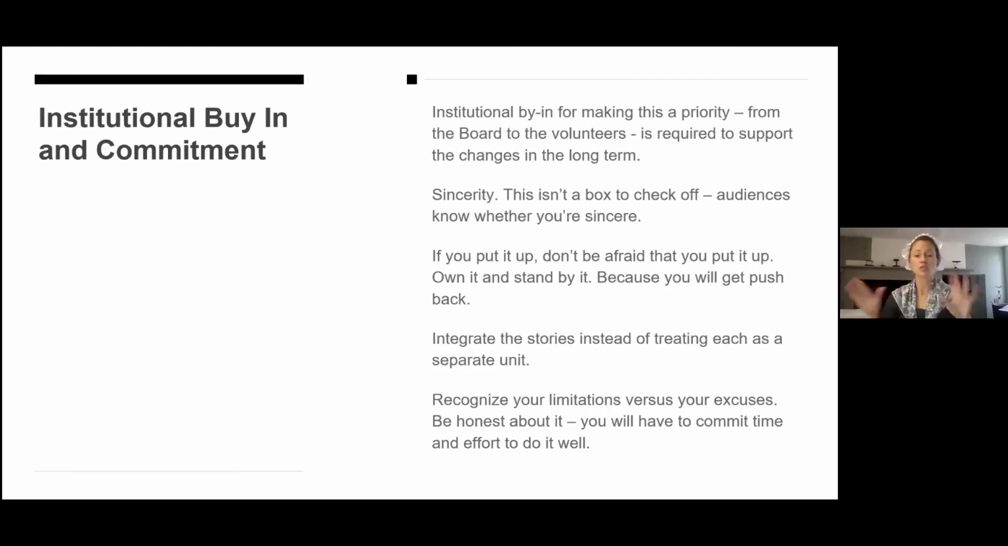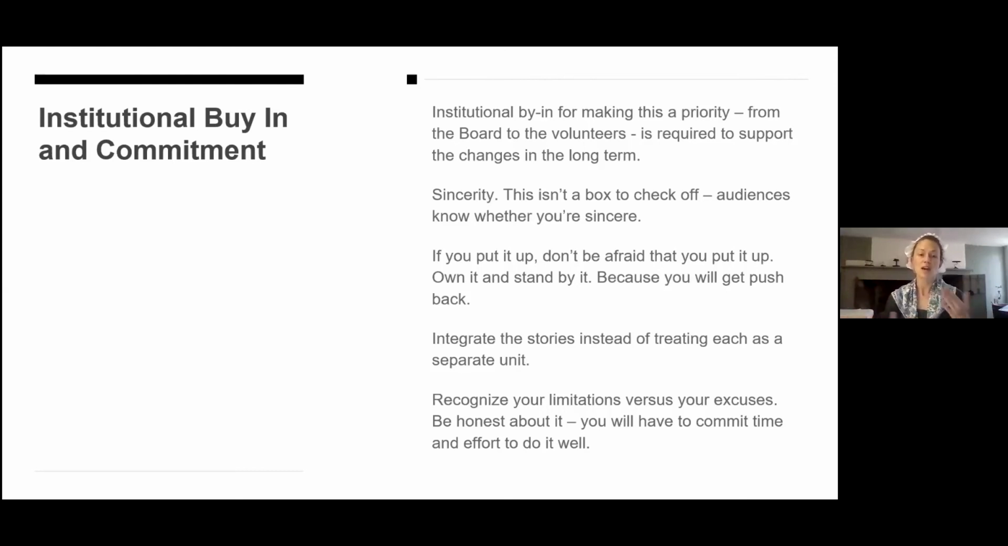And then integrate the stories instead of teaching them as single units. We could offer here at Keeler one program that's just slavery in Connecticut, and that could be a separate program from colonial life. But instead, we make sure that the story of slavery is in colonial life, that the story of slavery is in our 19th century programs, so that it's not a standalone. For us, that's a non-negotiable, that it's going to be across our programming. And recognize what's a limitation versus an excuse.